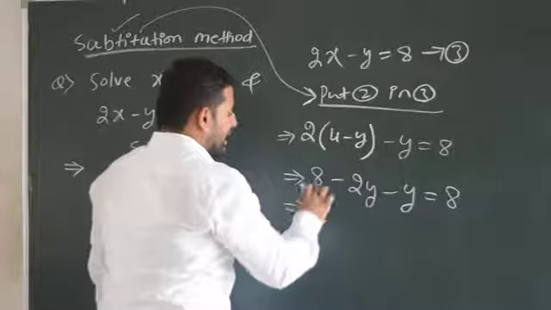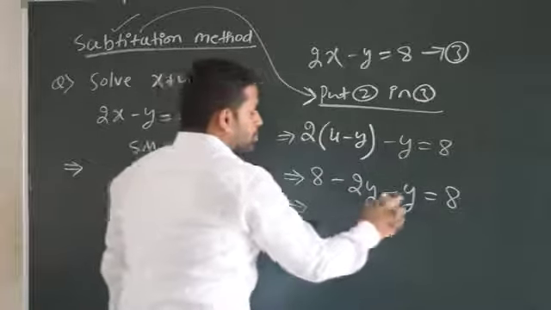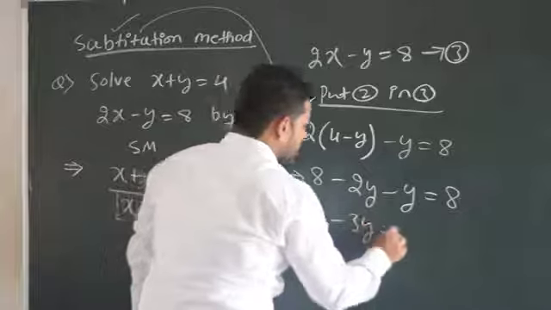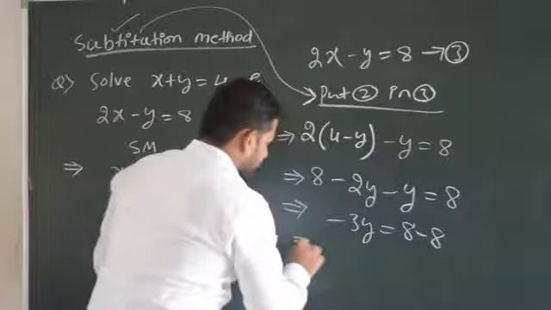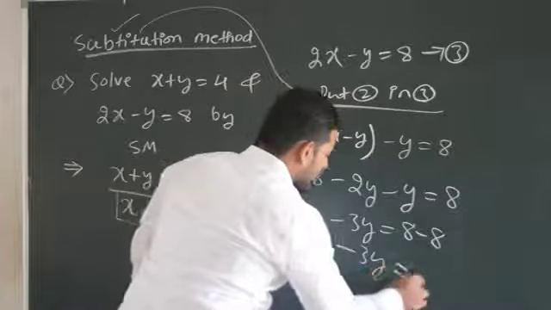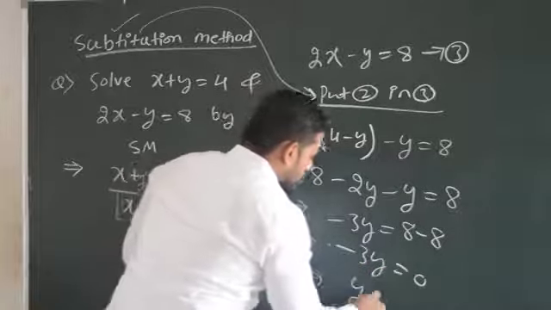Now this 8 I am going to send that side. Minus 2y minus y is minus 3y and that is equal to 8 minus 8. So minus 3y is equal to 0, which means I am going to get y is equal to 0, no?